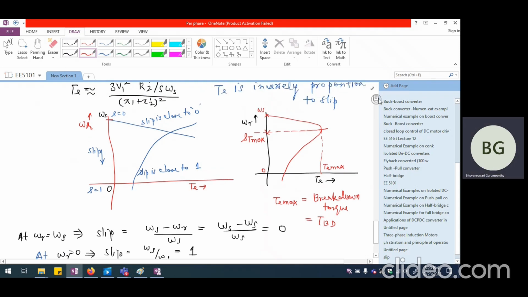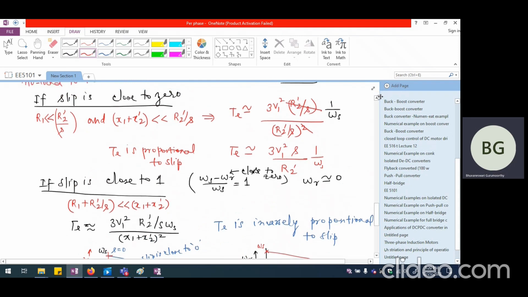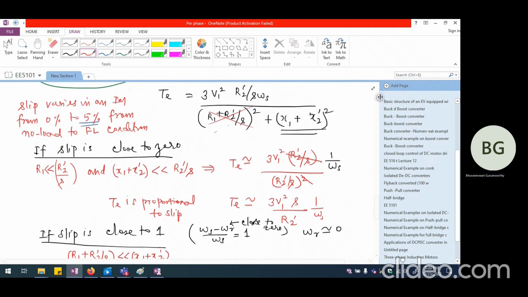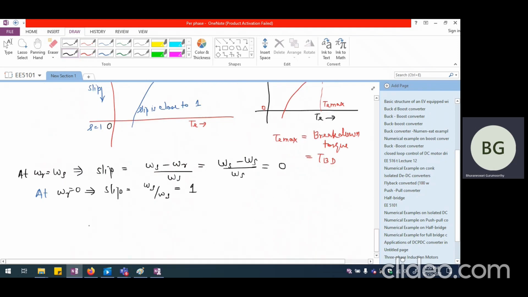So if you may recall, we wrote the expression for the induction motor torque like this. This is what we wrote as the induction motor torque expression. So let me rewrite this. Induction motor torque is equal to 3 V1 square R2 dash divided by S omega S, the whole thing divided by (R1 plus R2 dash by S) the whole square plus (X1 plus X2 dash) the whole square.